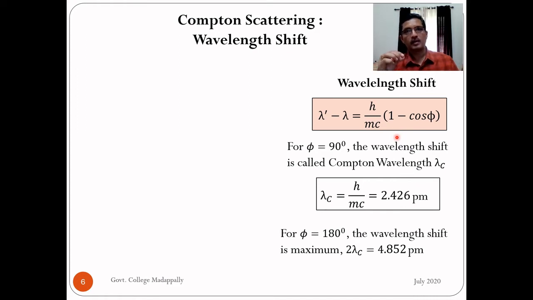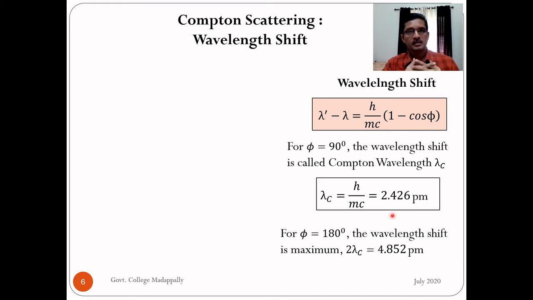So this photon will have maximum scattering and hence maximum wavelength shift, naturally, and its value is 2 times the Compton wavelength shift, which is 4.852 picometer. Double this value, 4.852 picometer. Now this also implies another situation.